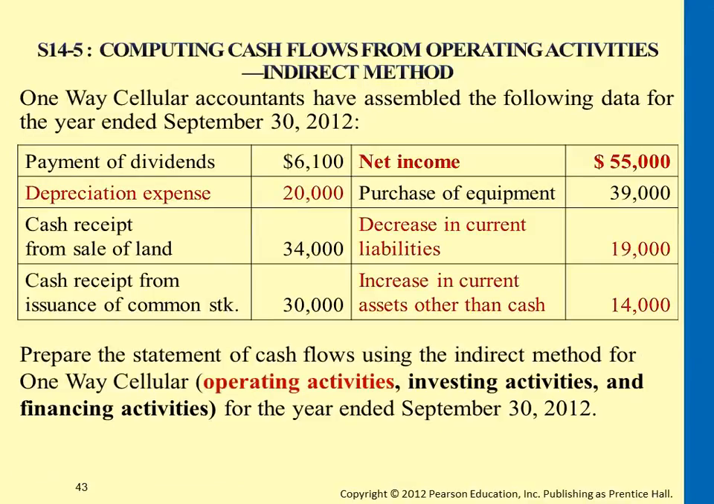So we have three categories of operating activities, and I just highlighted the operating ones in red. We have current assets, current liabilities, and also depreciation expense. Anything that relates to the income statement, current assets, current liabilities, and the balance sheet goes into operating activities.